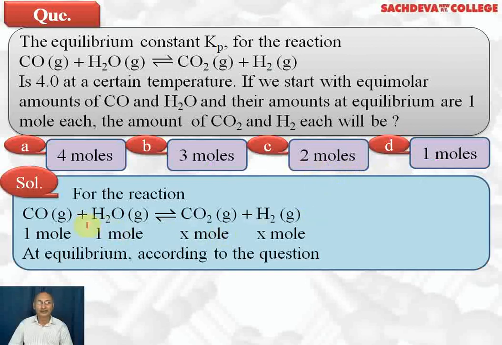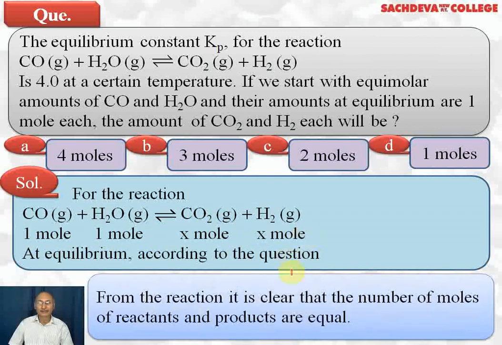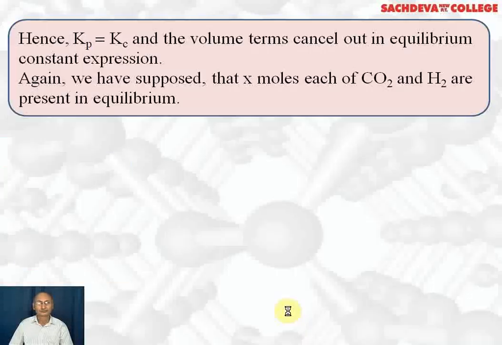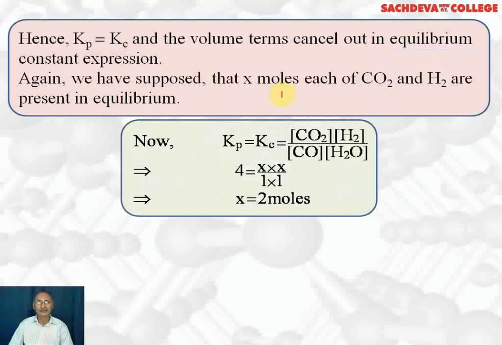First we write the balanced equation. Carbon monoxide gas plus water gas gives you CO2 gas plus hydrogen gas. Now at equilibrium we are given that we have 1 mole of carbon monoxide and 1 mole of water gas. Let's say X moles of CO2 is present at equilibrium and X moles of hydrogen is present at equilibrium. For this reaction it is clear that the number of moles of reactants and products are equal. Therefore Kp is equal to Kc and the volume terms cancel out in the equilibrium constant expression. Again, we have supposed that X moles of CO2 and hydrogen gas are present at equilibrium.